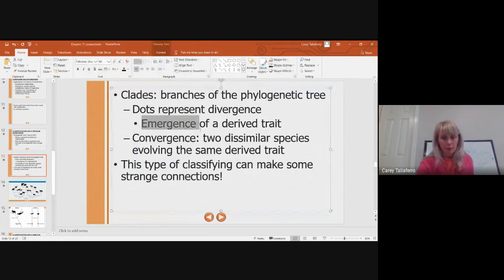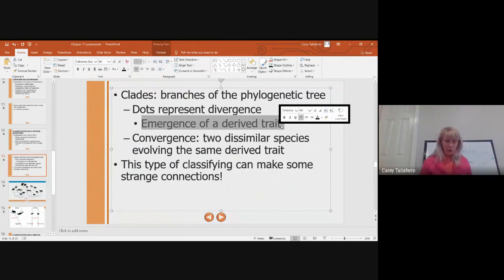Divergence means an emergence of a derived trait. So what this means is once you see that dot, that's the process of two similar species becoming more and more different. So they start to separate from one another, both genetically and phenotypically.